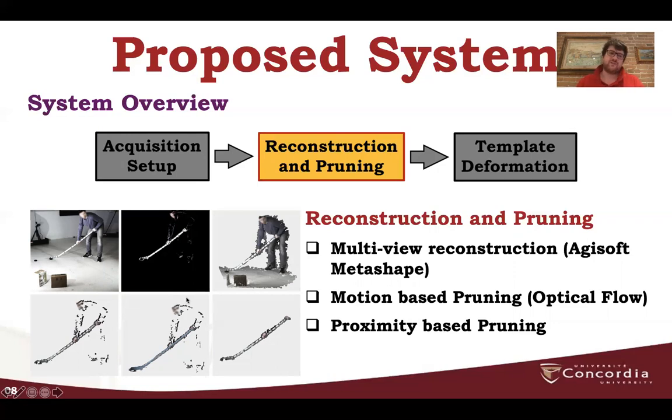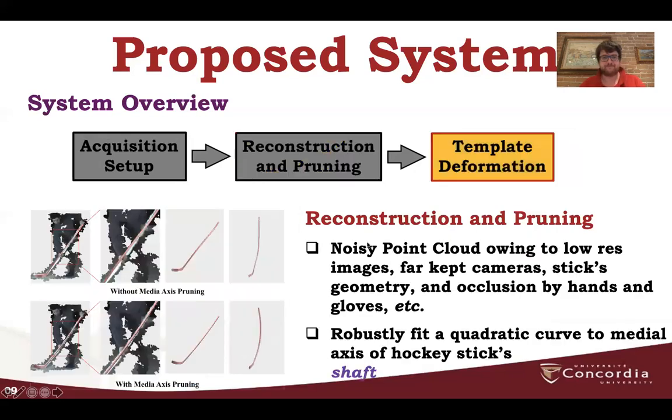Still, this pruning is not enough, as you can see at the bottom left, because in addition to the stick, we still have some points on the body, because the body also moves pretty fast. So a secondary pruning is done by fitting a template. First we fit the template rigidly, and we use the template from the previous frame. And by doing that, we already can prune most of the points outside of the stick.